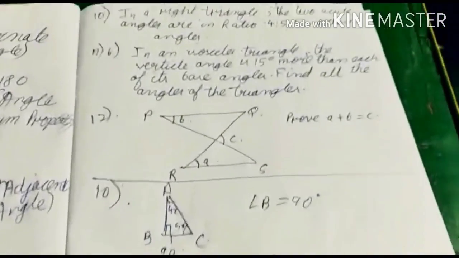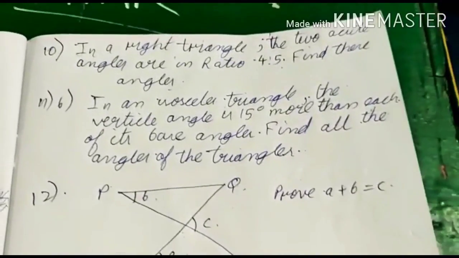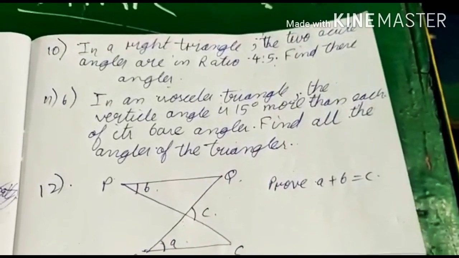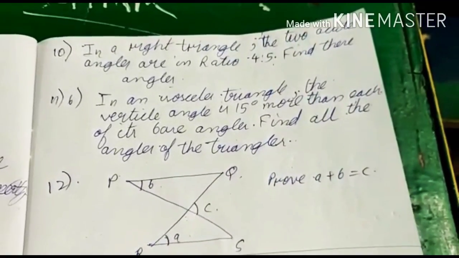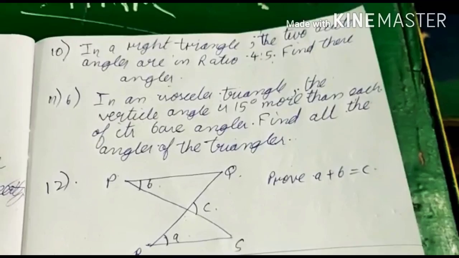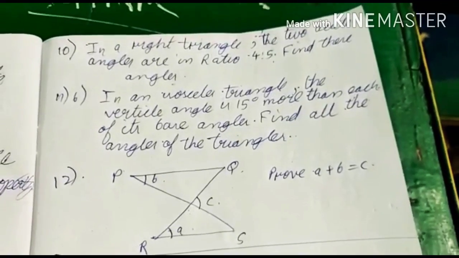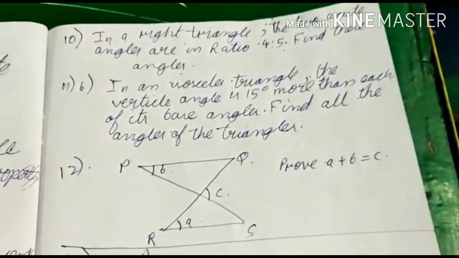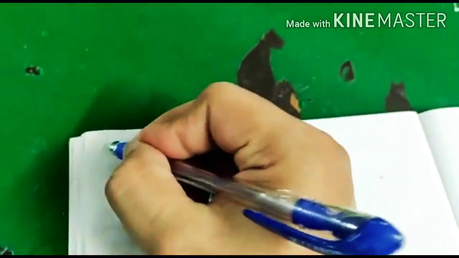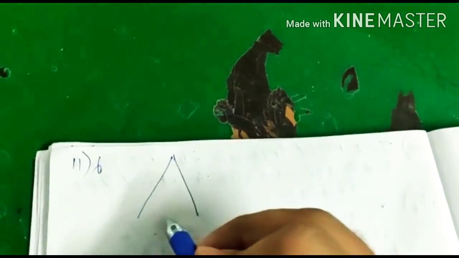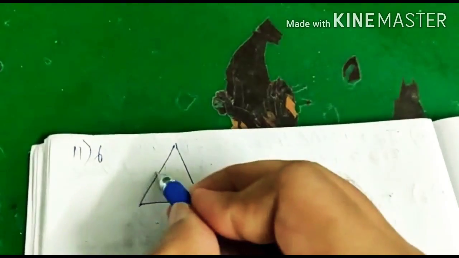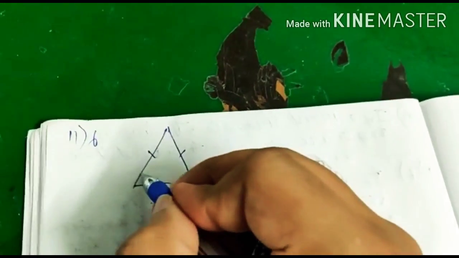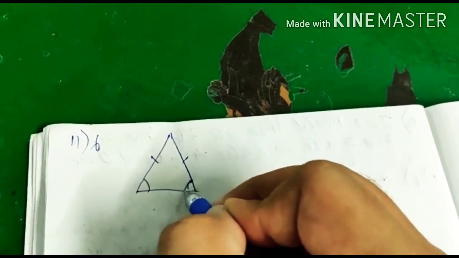Okay. So next question is question number 11. In the 11b part, the question says in an isosceles triangle, the vertical angle is 15 degrees more than each of its base angles. So in question 11b, there was an isosceles triangle. What does an isosceles triangle have? Its opposite sides are equal. Two sides are equal and two angles are equal.